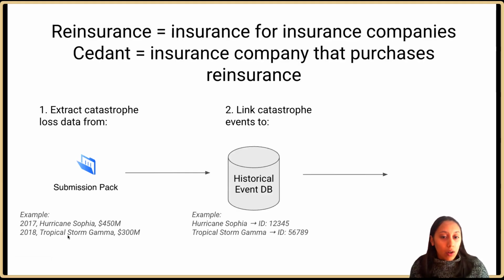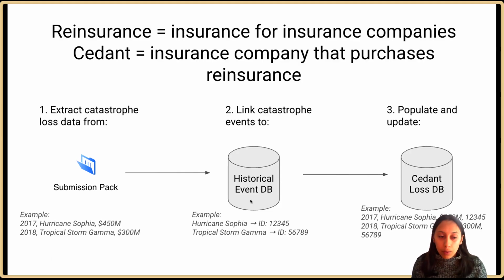Then the underwriter will go and manually link every single catastrophe event to see if there's a matching ID in the historical event database. This is an internal database, so you can execute joins against it. And lastly, they will take that and populate the cedent loss database. So it'll say now 2017 Hurricane Sophia caused $450 million in damage, and it had this ID in the historical event database.